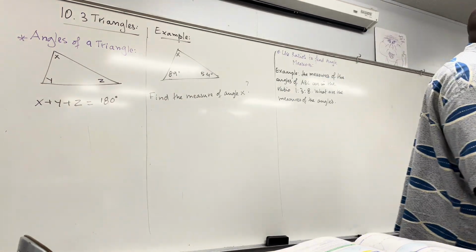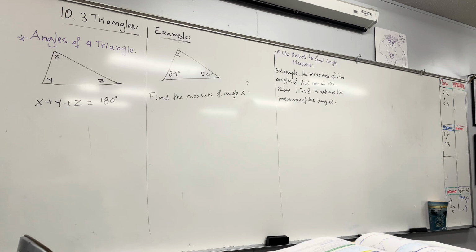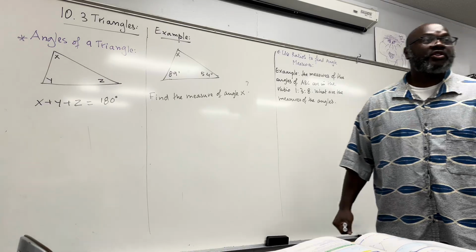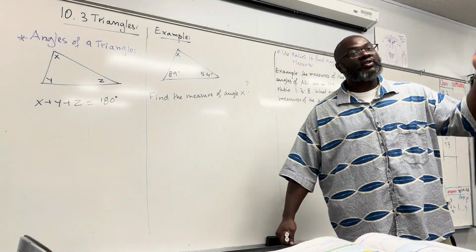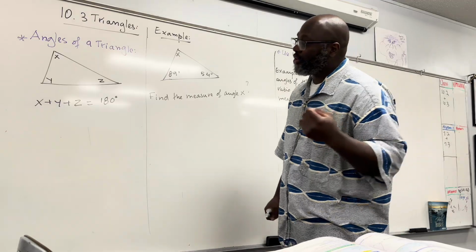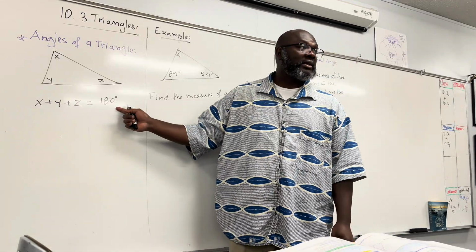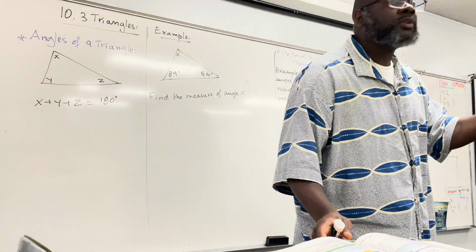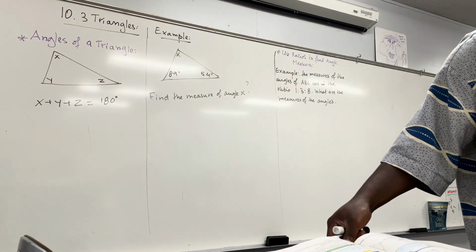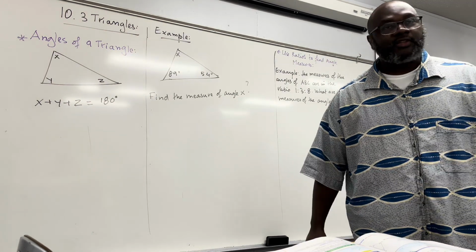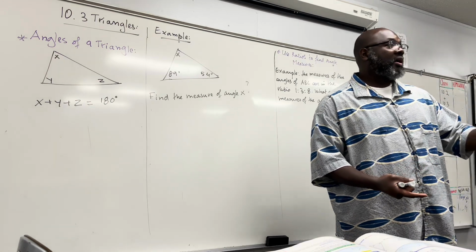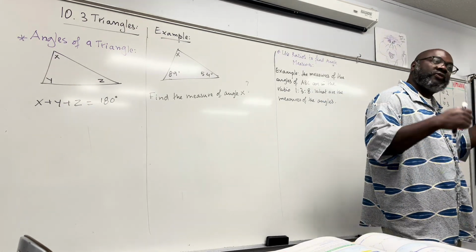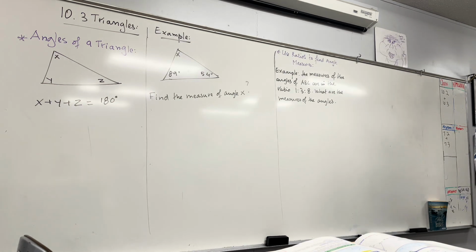Now, the beautiful thing about triangles is this. The sum of the 3 angles in a triangle is equal to what? 180 degrees. Any given triangle that you're going to meet, if you add all 3 angles, you're always going to get 180, no matter what. No matter what the triangle looks like, the sum of the 3 angles is always going to be 180. Isosceles, equilateral, right triangle, the sum of the 3 angles is always going to be 180.